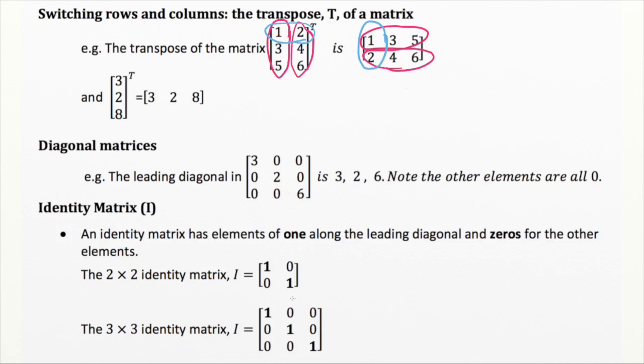An identity matrix is a special type of diagonal matrix in which the leading diagonal is all 1s. These only occur in square matrices. So the 2 by 2 identity matrix has 1s down the diagonal like that. 3 by 3 in the same way has 3 1s instead of 2.